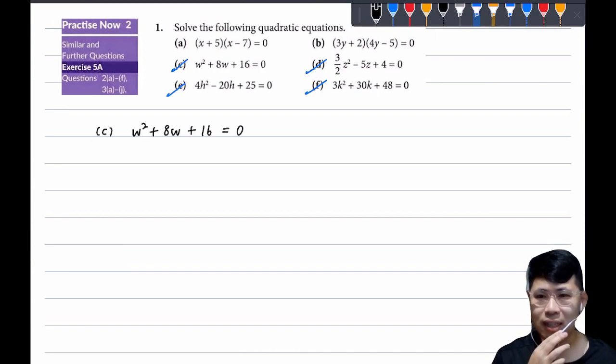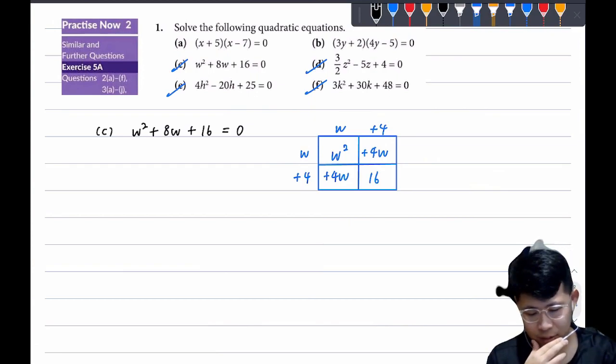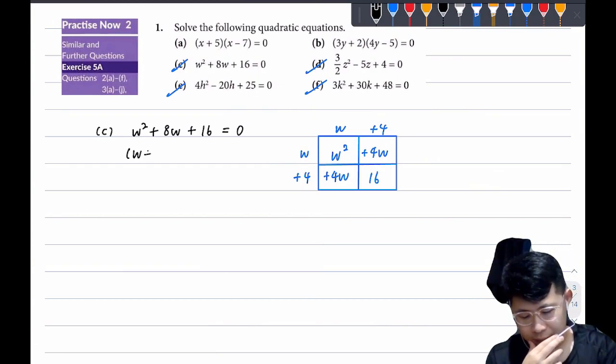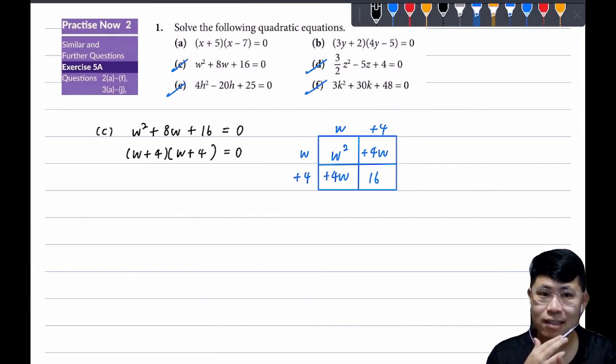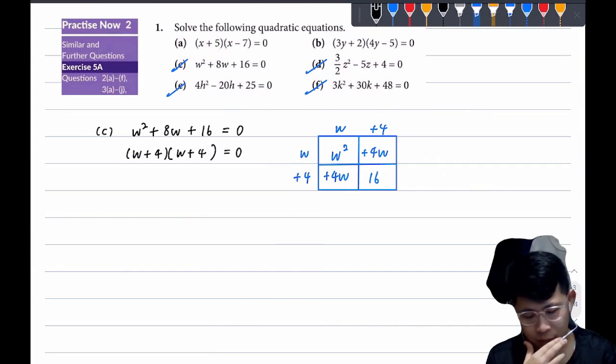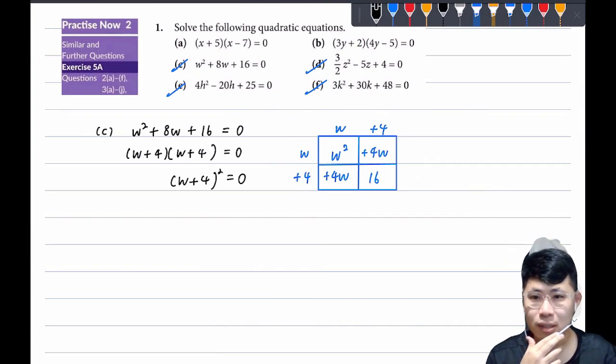When we factorize this, once you factorize it, it will look something like this, using the box method, and you have a w plus 4 and a w plus 4 is equals to 0. Now for this factorization, just nice, the two factors are the same. So actually, we can just lump them together as w plus 4 squared is going to be equals to 0.